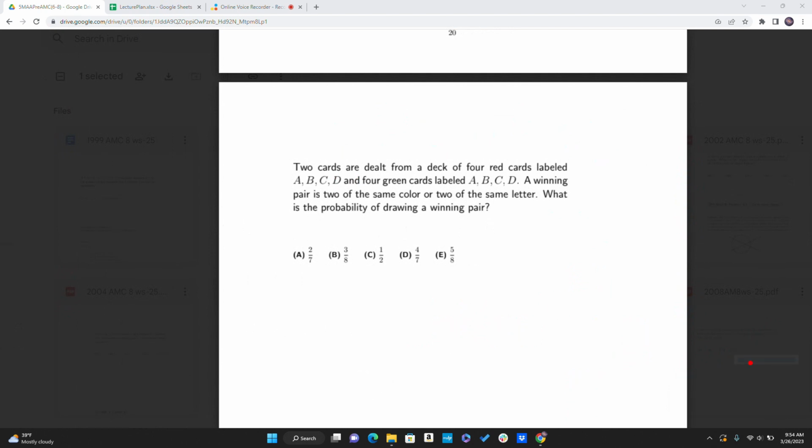Okay, 2 cards are dealt from a deck of 4 red cards labeled A, B, C, D, and 4 green cards labeled A, B, C, D. A winning pair is 2 of the same color or 2 of the same letter. What is the probability of drawing a winning pair?